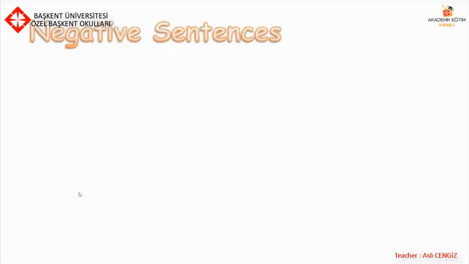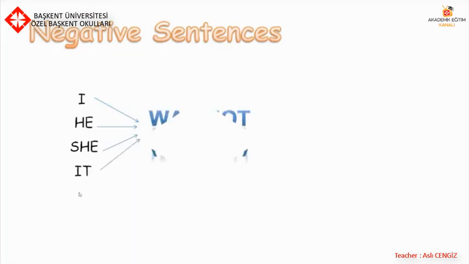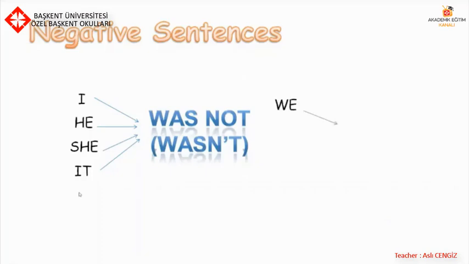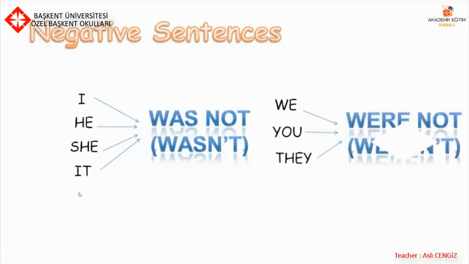Now let's see how we can make negative sentences with was and were. With I, he, she, it, or any other singular noun, we use was not or wasn't. With we, you, they, and any other plural noun, we use were not or weren't.